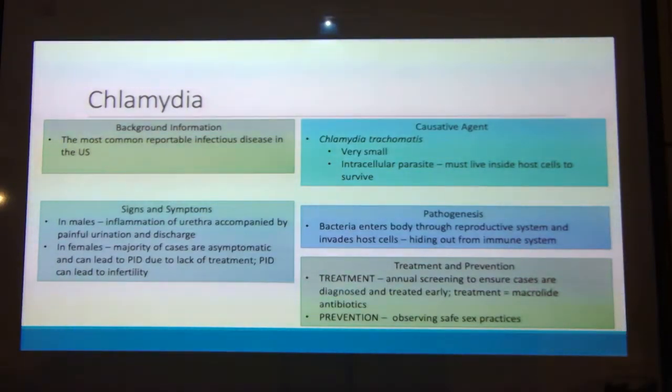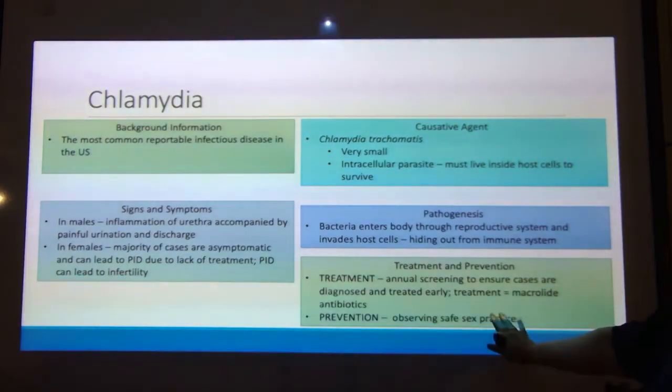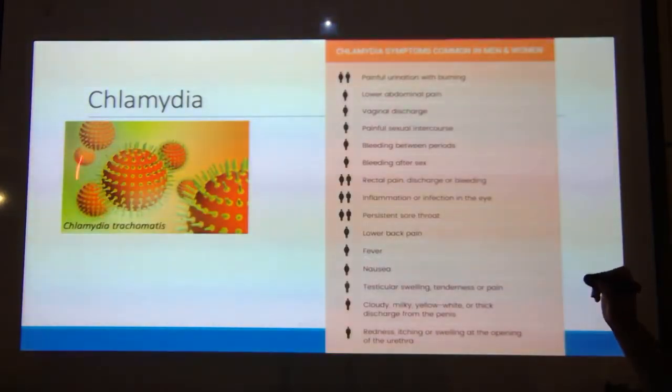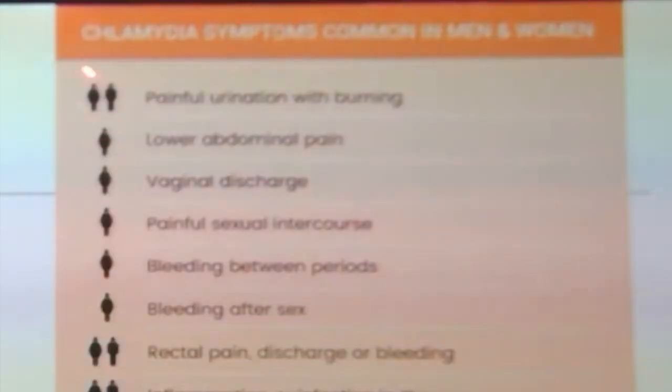Treatment. Annual screening to ensure cases are diagnosed and treated early. Treatment is macrolide antibiotics. Prevention. Use a condom. That's what chlamydia looks like. Symptoms, common in men and women, in women only, in men only. So you can see the female and male symbol here. So this is in both.